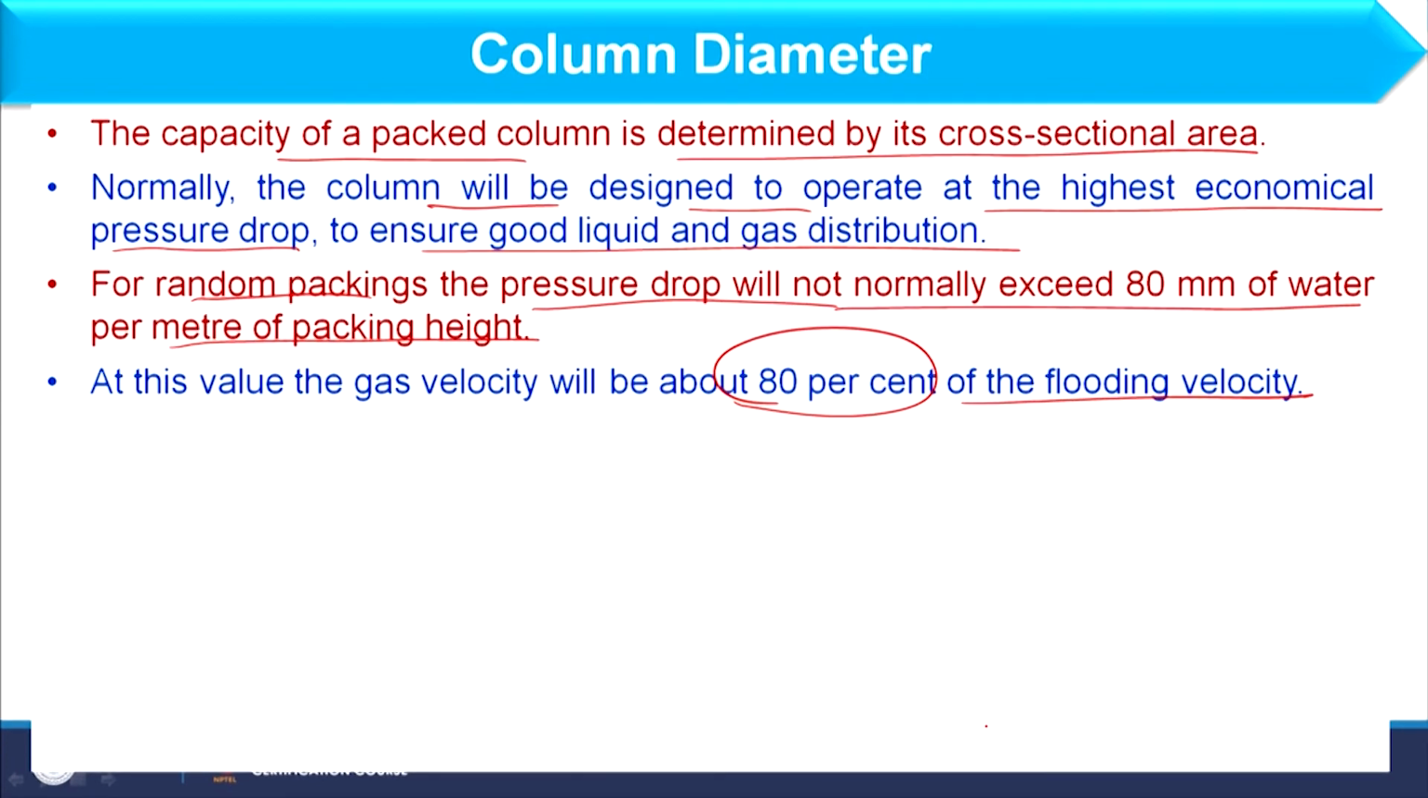I think flooding you understand: when liquid is not able to pass from the column, liquid continuously starts accumulating in the column, and therefore, instead of moving down it moves up, because from the top liquid is continuously coming, and from the bottom it is not getting proper means to exit. In that case the complete column is filled with the liquid, and therefore, we call that the column is flooded.